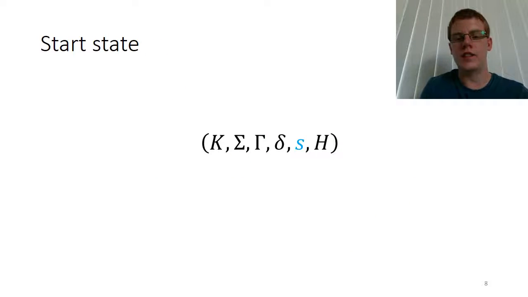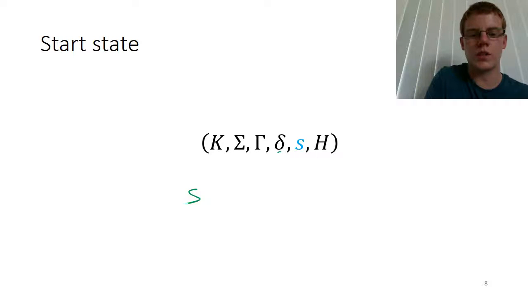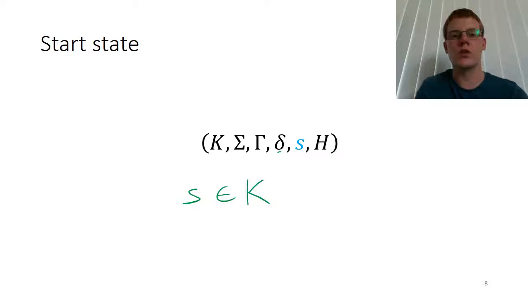I'm going to leave the transition function delta until the end. So the next element is S, which is our start state, and it's the same as it has been since we started with the finite state machines. So it is just a single special element of K that the machine always starts in.